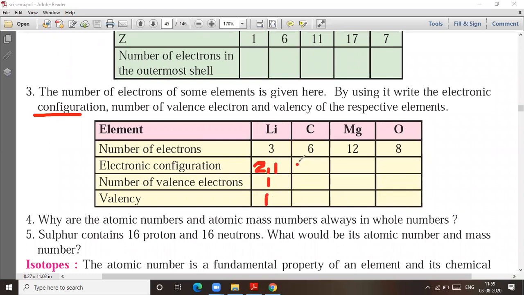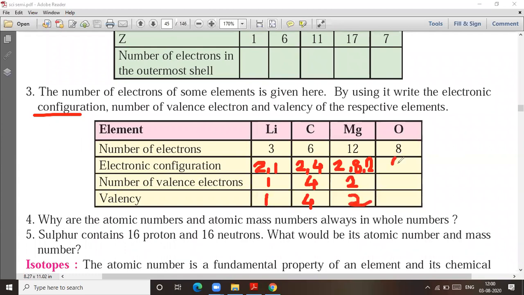Then here electronic configuration of carbon is 2, 4. Number of valence electrons is 4, and valency is also 4. Then here 12 is 2, 8, 2. So number of valence electrons is 2 and valency is also equal to 2.